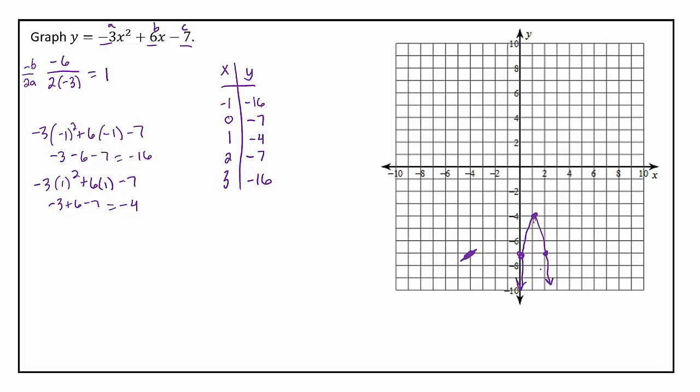And that is all there is to it. We want to follow those steps. We want to find the vertex, use that for our table of values, and then we want to plot those points on our graph. So that is how you graph quadratic equations.